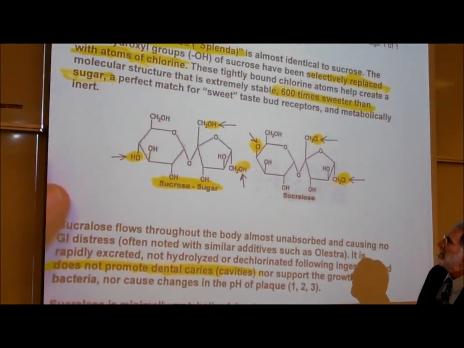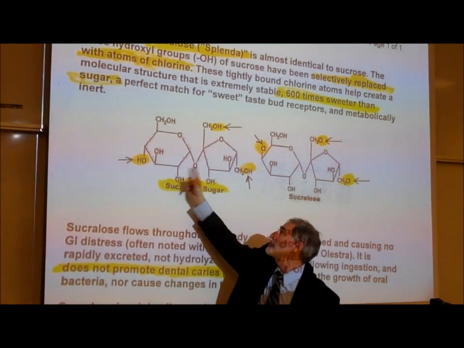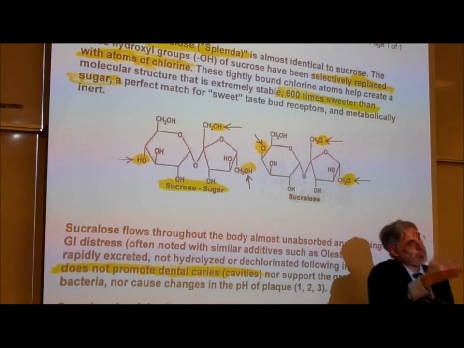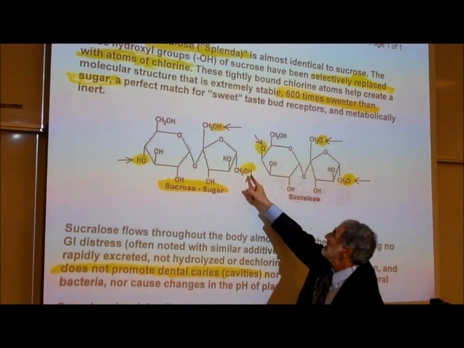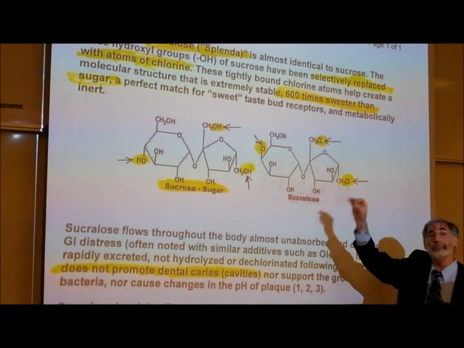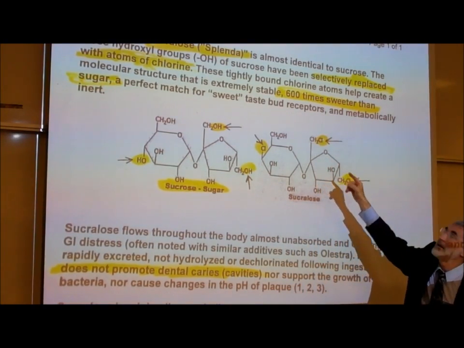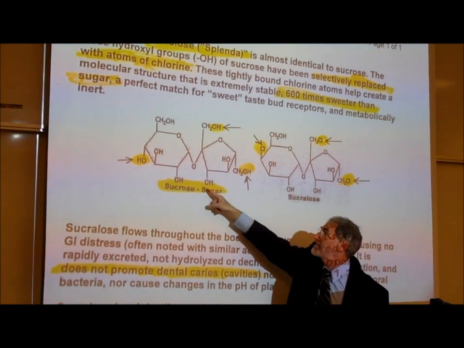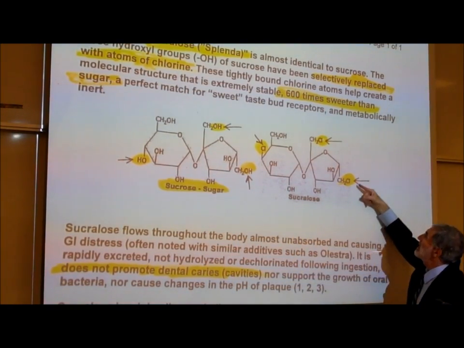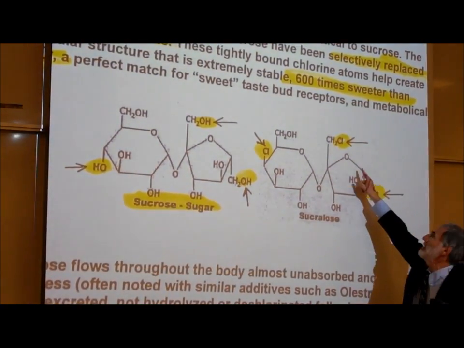Here's what it is. This is sucrose. Remember, sucrose, we just learned, is a disaccharide. It's two monosaccharides joined together. So here's how they make Splenda. You see these OHs on the sugar? They basically substitute chlorine for these OHs. In these three places where there were naturally OH groups, they put a chlorine atom. Does everybody see that? So now we've got chlorine atoms.